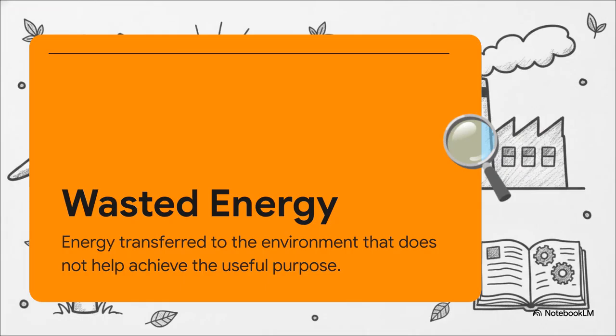Think of it like this. Every system has an input energy and an output energy. The energy that actually does the job we want, that's our useful output. But then there's the energy that basically just escapes into the wild. We call this wasted energy. It's power that leaks into the surrounding environment, usually as heat or sound, completely failing to do the job we intended. It is kind of like a predator using up all its energy just roaring, instead of actually catching its prey.